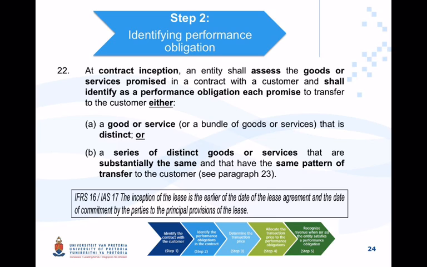IFRS says that a performance obligation is each promise to transfer to the customer either a good or service or bundle of goods or services that is distinct, or a series of distinct goods or services that are substantially the same and that have the same pattern of transfer to the customer. We'll consider both of these now in more detail. First of all, we need to look at, in Part A, goods or services that are distinct.